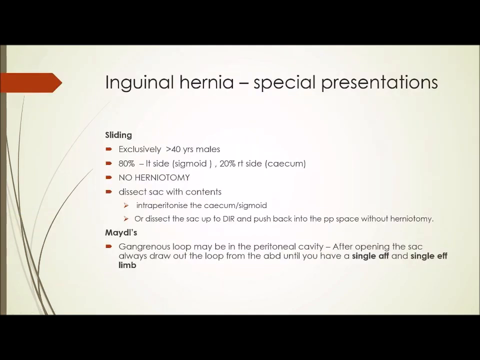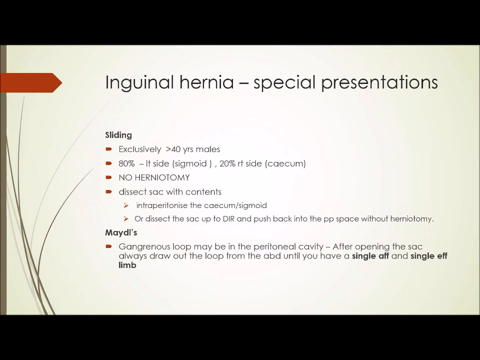A sliding hernia is basically a hernia where the sac is not really a peritoneal sac. The sac is only the parietal peritoneum on one side, and the other side is made up of the organ along with the visceral peritoneum. So on the right side, you usually have the cecum prolapsing, and on the left side, you have the sigmoid colon, right? More common on the left side, about 80% of them are seen on the left side, and exclusively it's a male domain and more than 40 years of age.